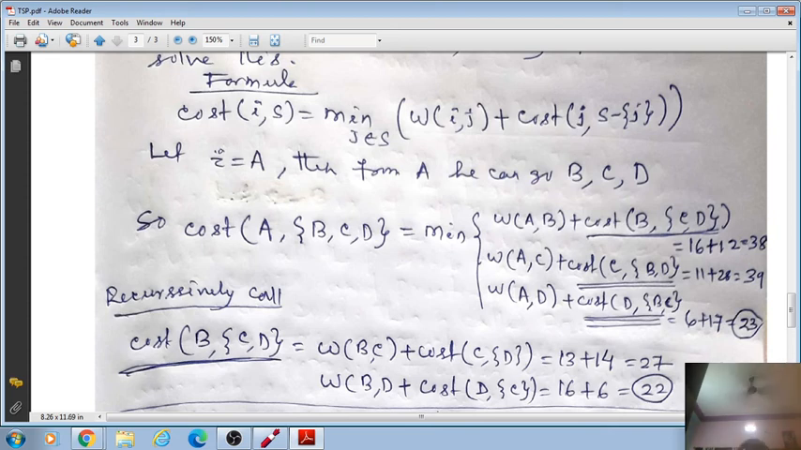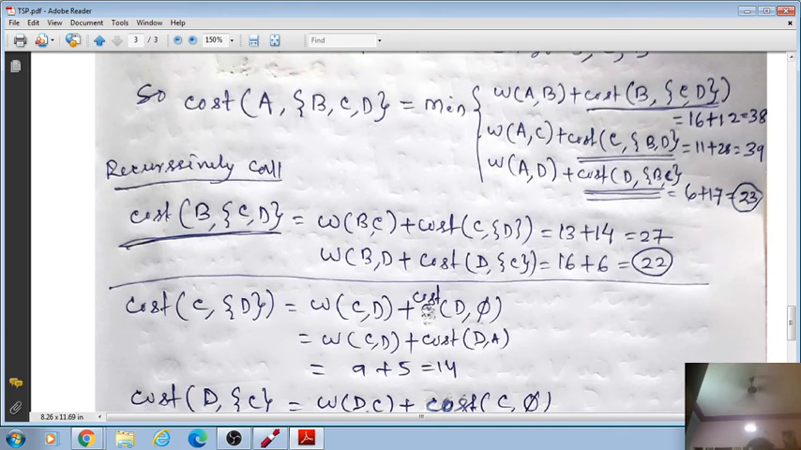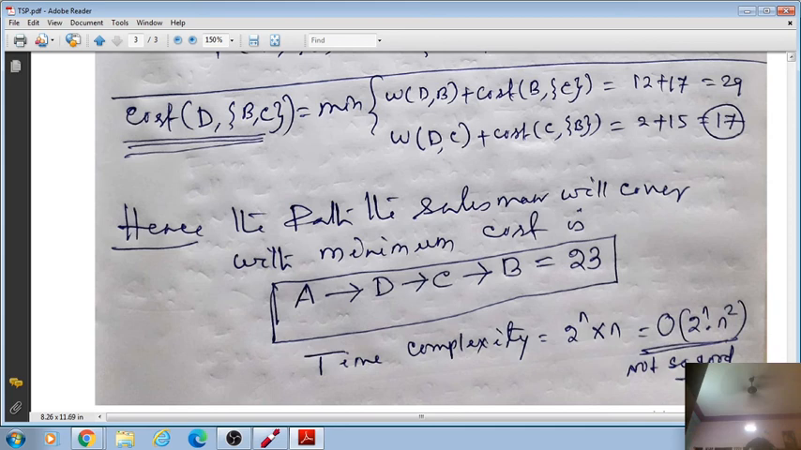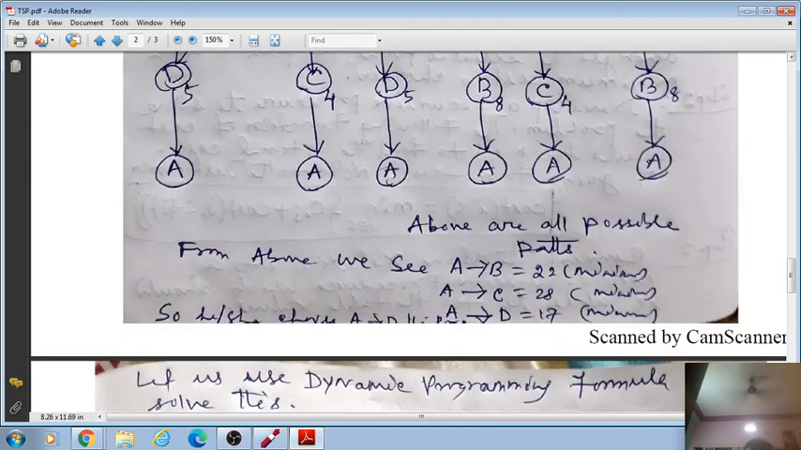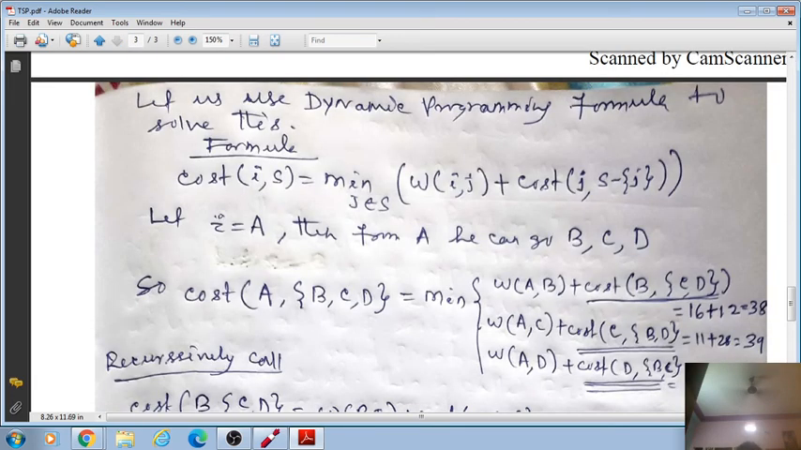What is the path? You can see it is given. It will first start from A to D, then D to B, then C. This function is A to D, then D to BC, D to B, then D to C. The total path, I have shown, is A to D, then D to C, then C to B. That will be 23. From D it is going to cross D to C, and then C to B.